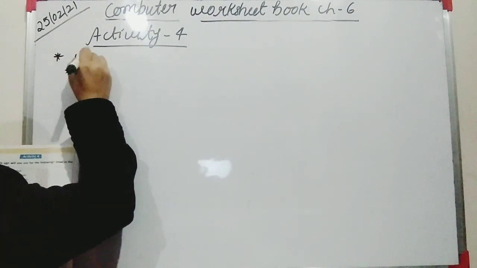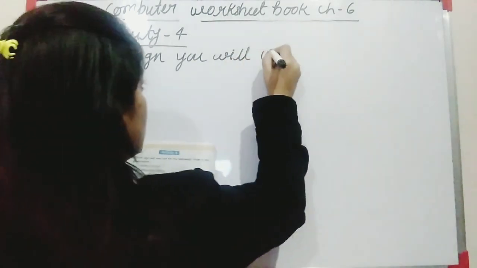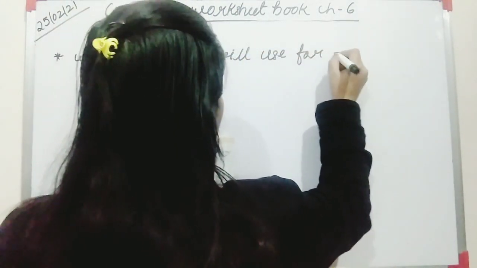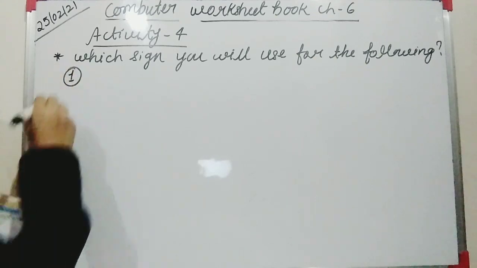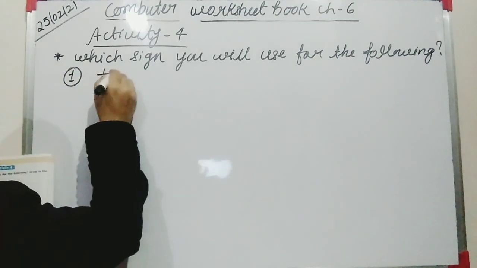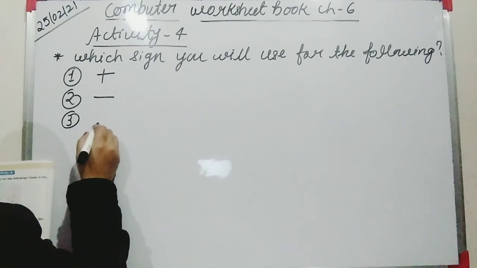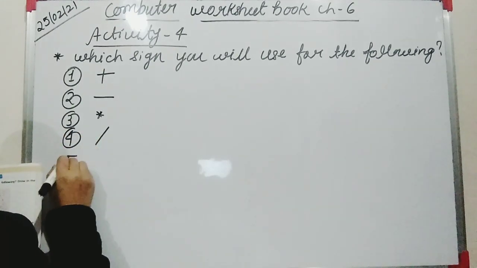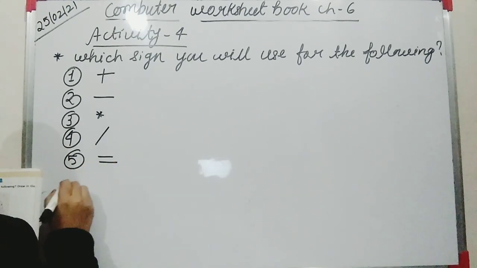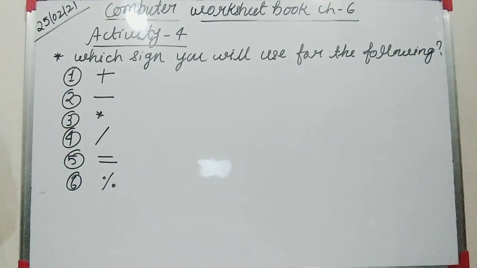Now, first I am going to write the question here: which sign will you use for the following? Dear students, first one is addition button. So I am going to write here first one, addition button. Now second one is subtraction. So you will draw these in the box. Now third, multiplication button. Now fourth one is division button. Now fifth one is equal to button. Now sixth one is percentage. Okay, dear students, you will draw it here, activity 4.